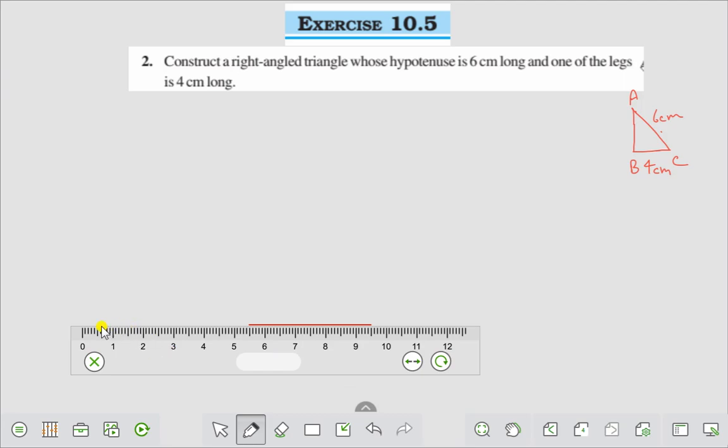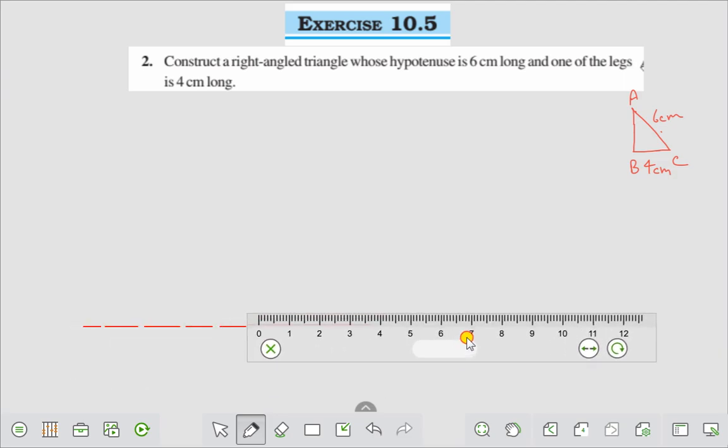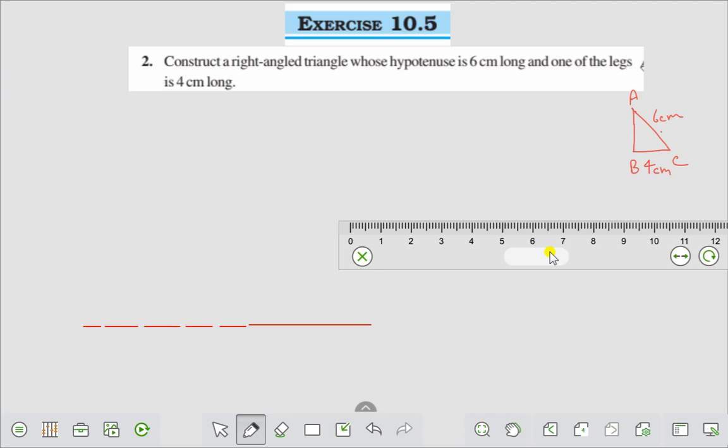Let us draw another line, a dotted line. This is a dotted line, right? Now we will write the names here: this is point B and this is point C, and this is 4 cm. Now we'll draw 90 degrees at the point B with the help of a compass.